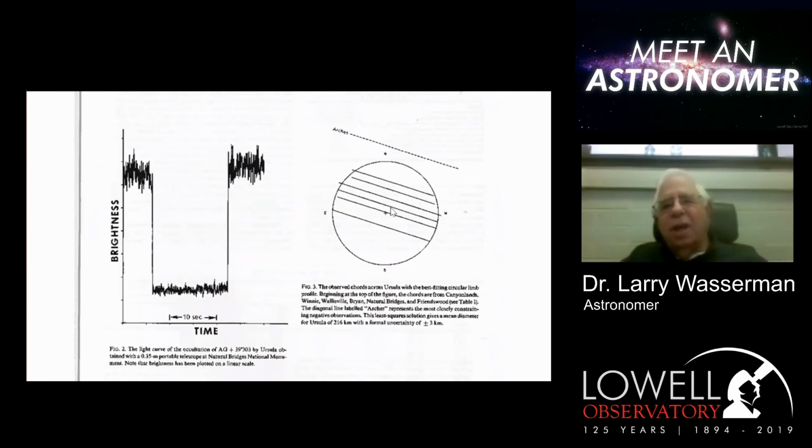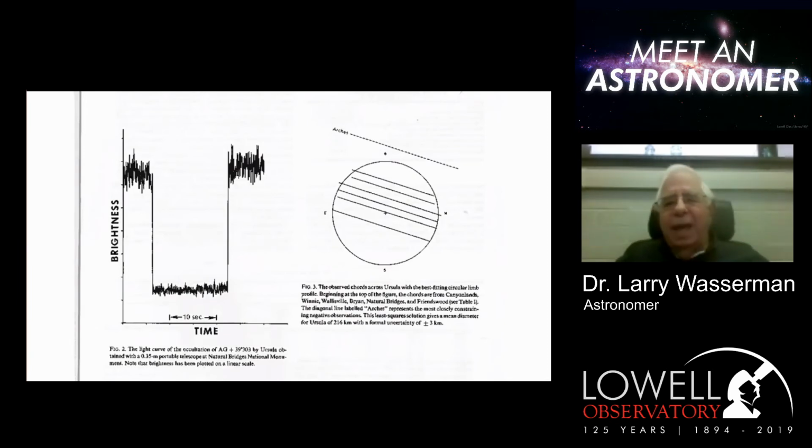If you do this at several places over here on the right, you get 2 points separated by that distance. So this was observed successfully at 1, 2, 3, 4, 5, 6 sites. There was another site that did not see anything, and you can see why. It was just north of the shadow, and nothing happened. Its light curve just went straight across. It didn't see anything.